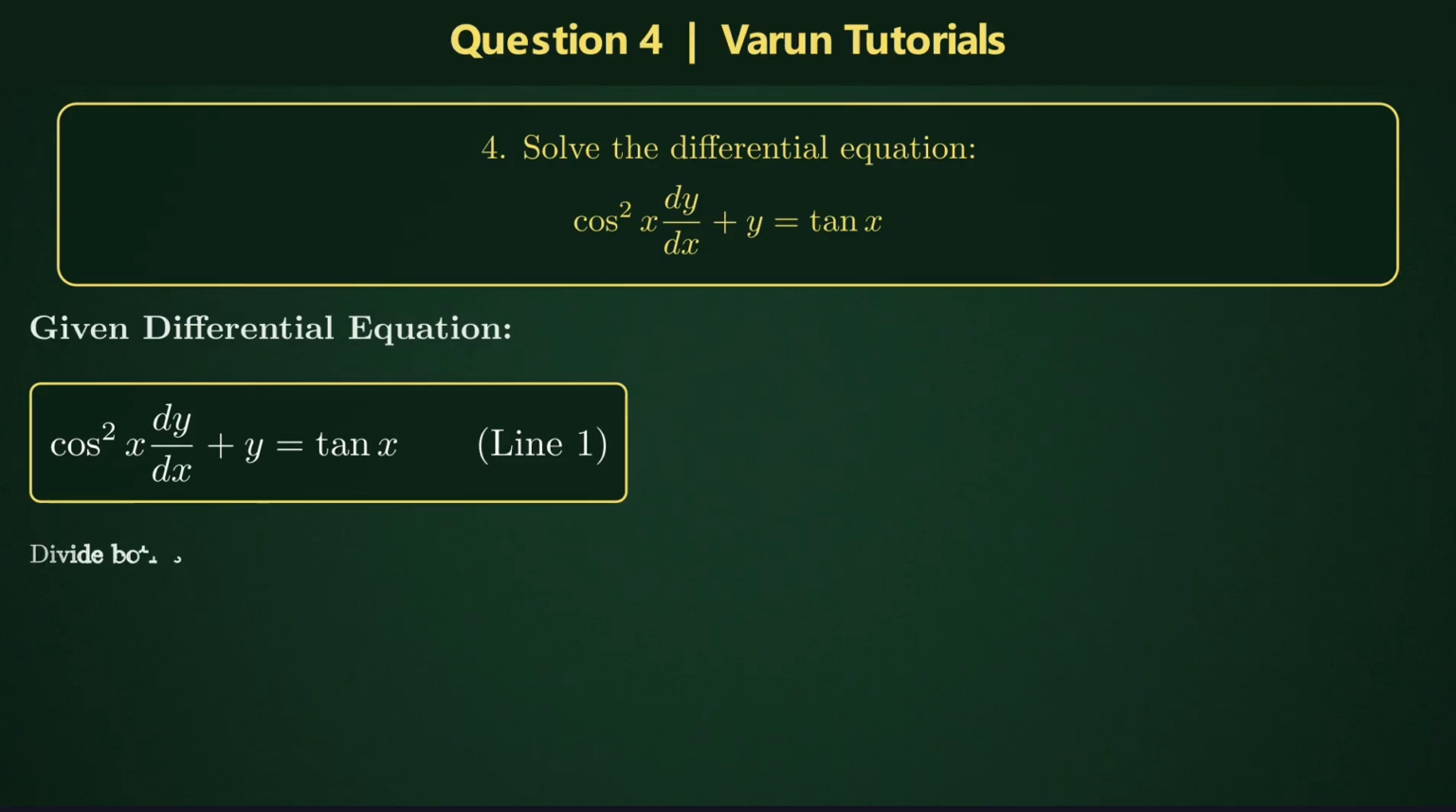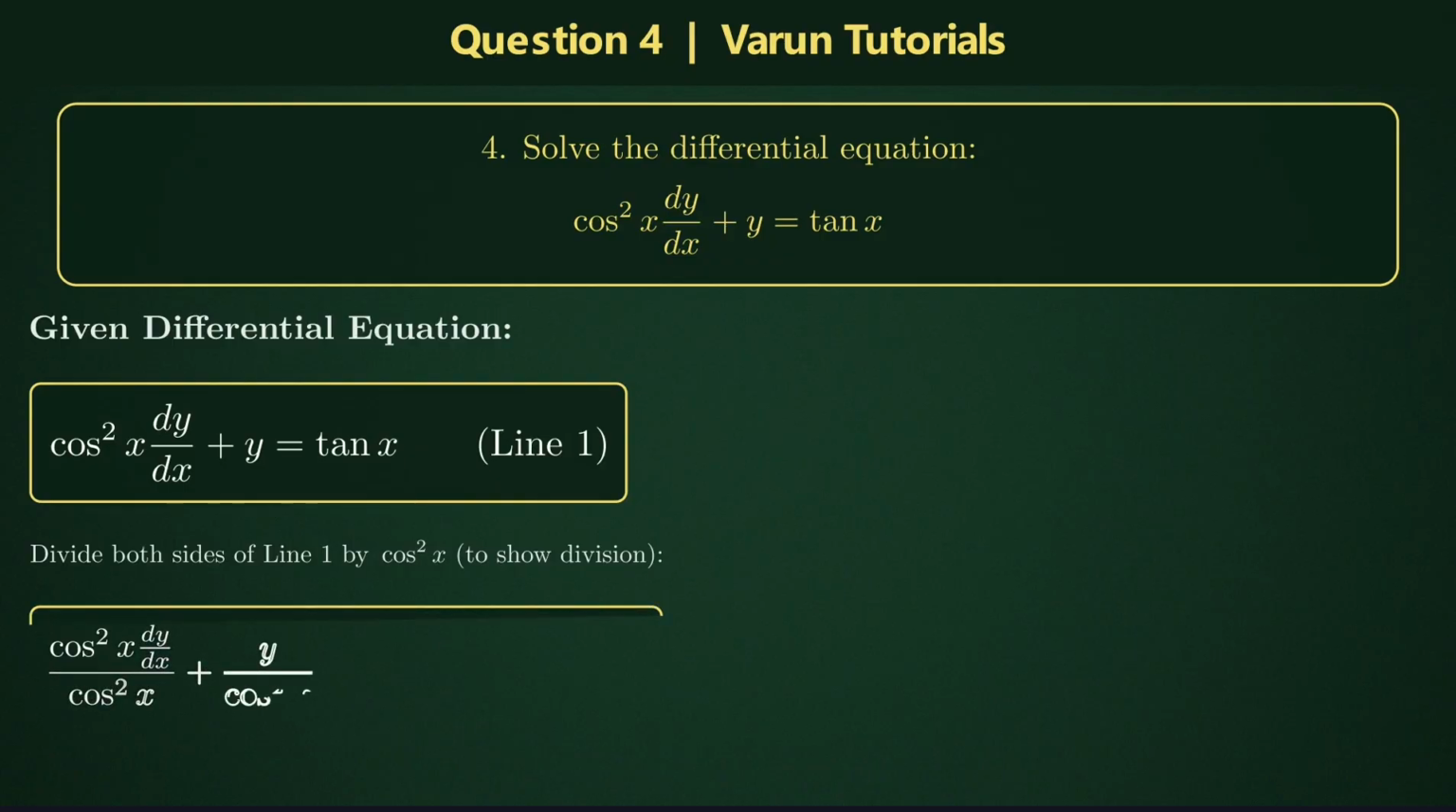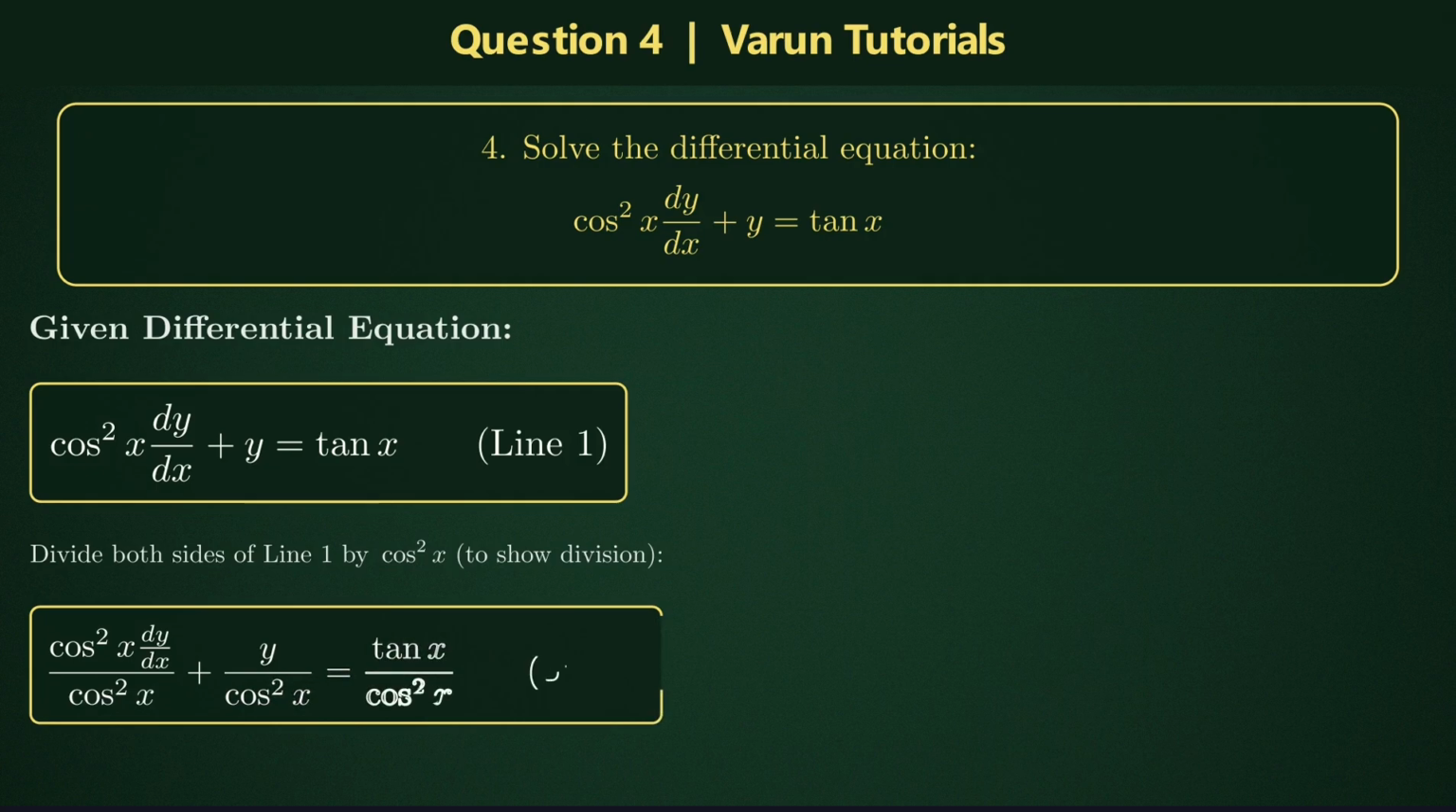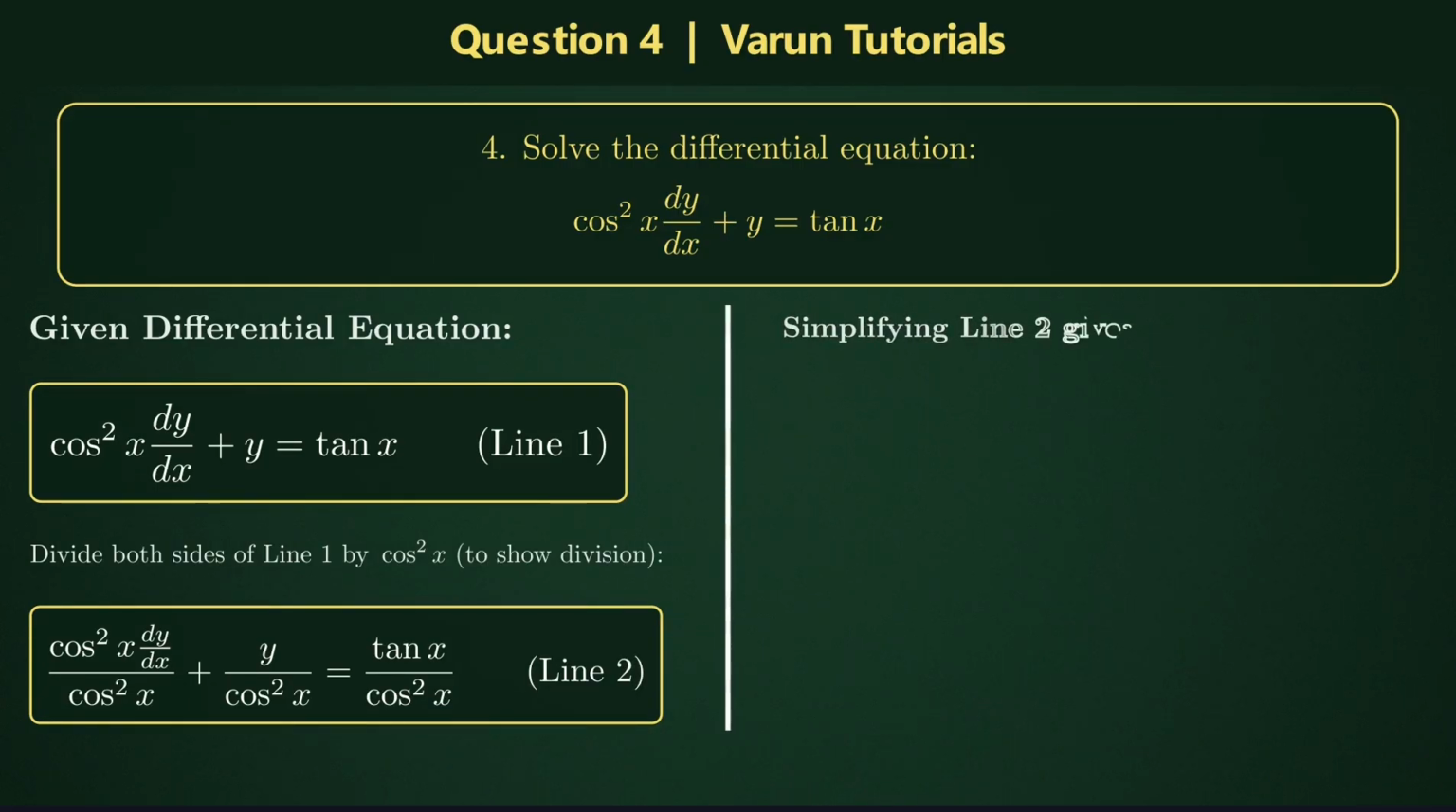We divide both sides of line 1 by cosine squared x to show the division of each term explicitly. This gives line 2, cosine squared x times dy by dx divided by cosine squared x, plus y divided by cosine squared x, equals tangent of x divided by cosine squared x. We cancel cosine squared x from the first term. Simplifying line 2 by using the trigonometric identity where 1 over cosine squared is secant squared gives equation 1.